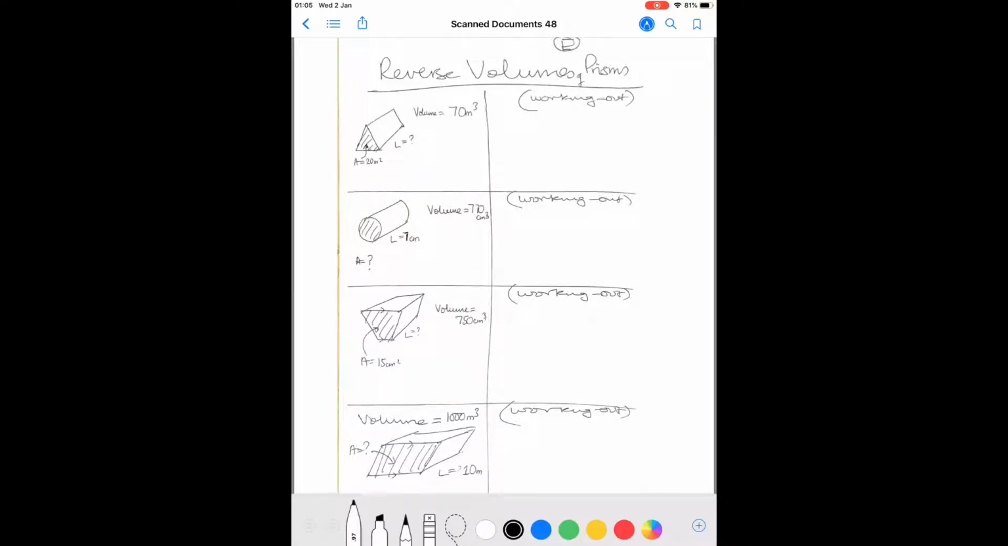We are looking at reverse volume questions. The reason why I call them reverse volume questions is because the volume is given to you in the question. You've got to go back and work out another element of the question, for example the area or the length. So let's have a look how these questions work.